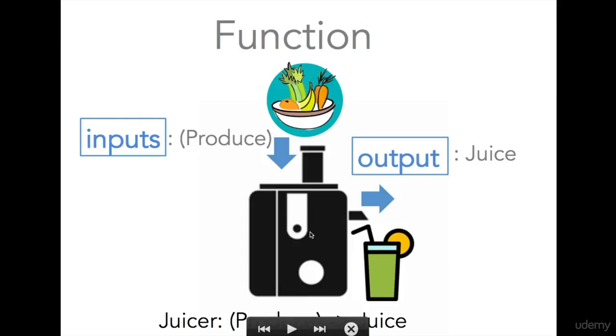So if we want to give a whole type for the whole function, it is what you see on the bottom, which is, inside the parentheses, produce, arrow, and juice on the right side. So this is the type of the function, which is a juicer. It takes a produce and produces juice.